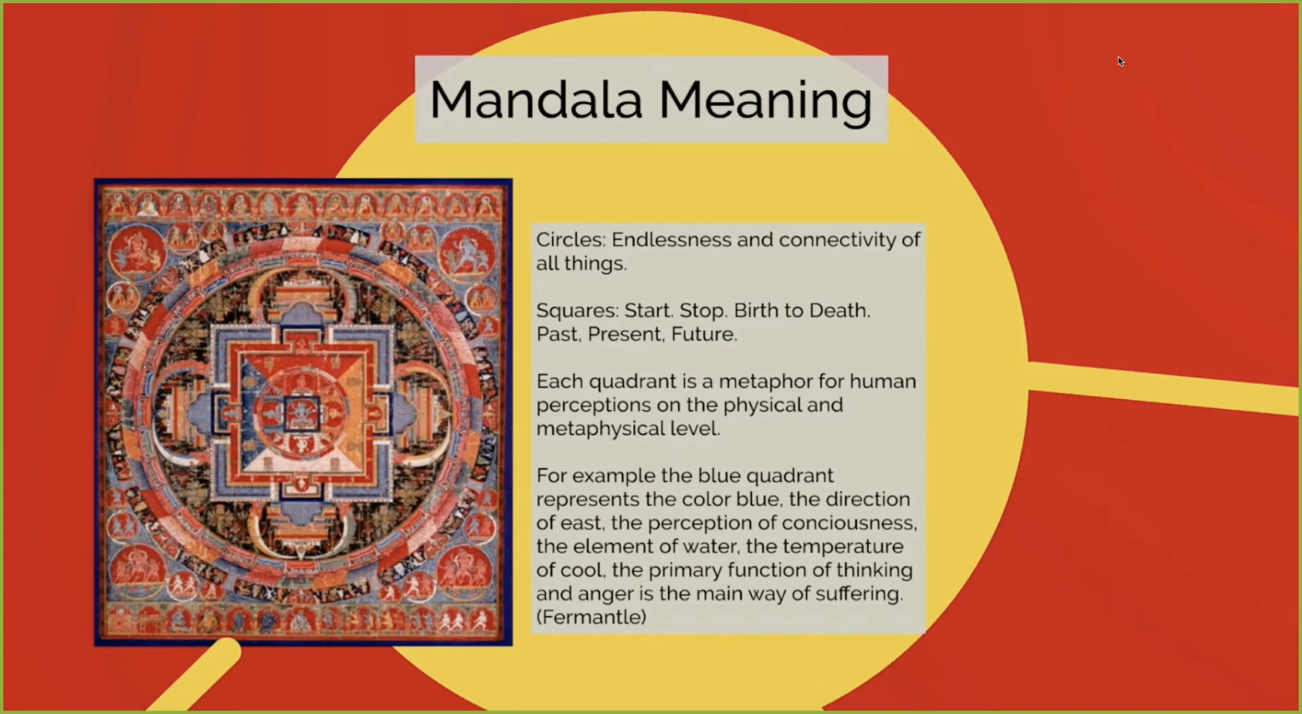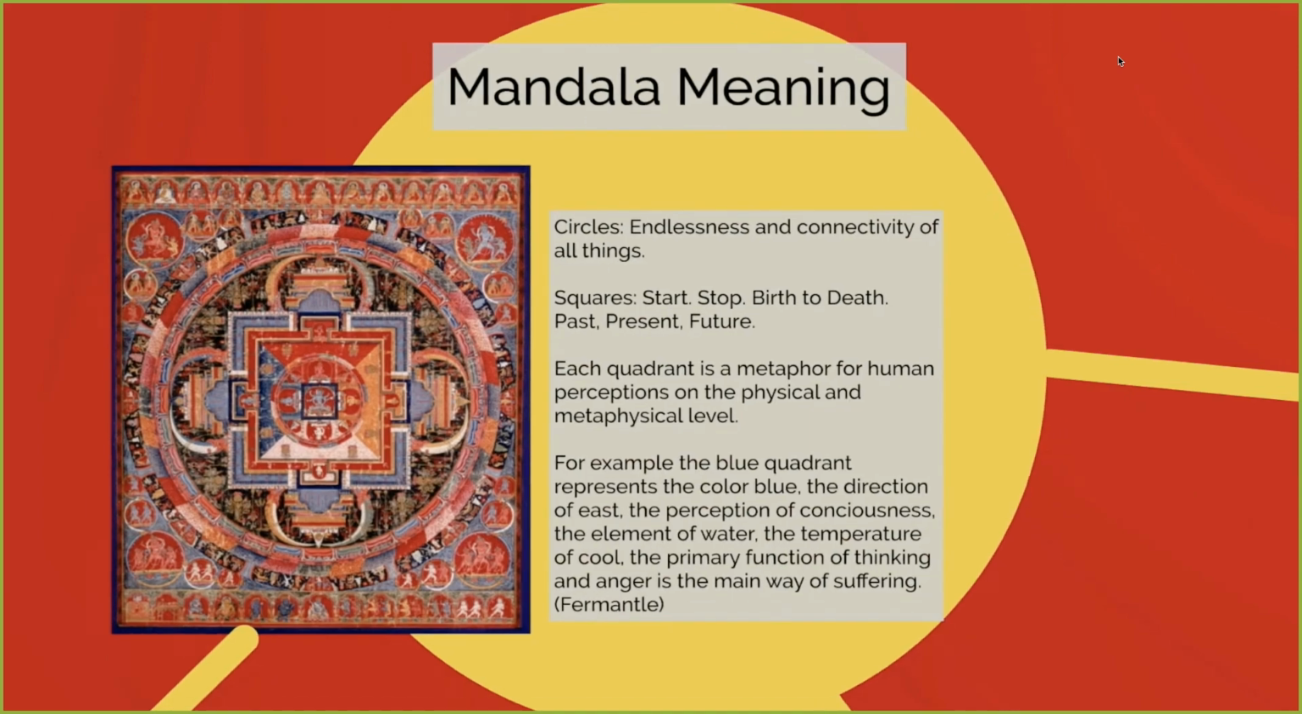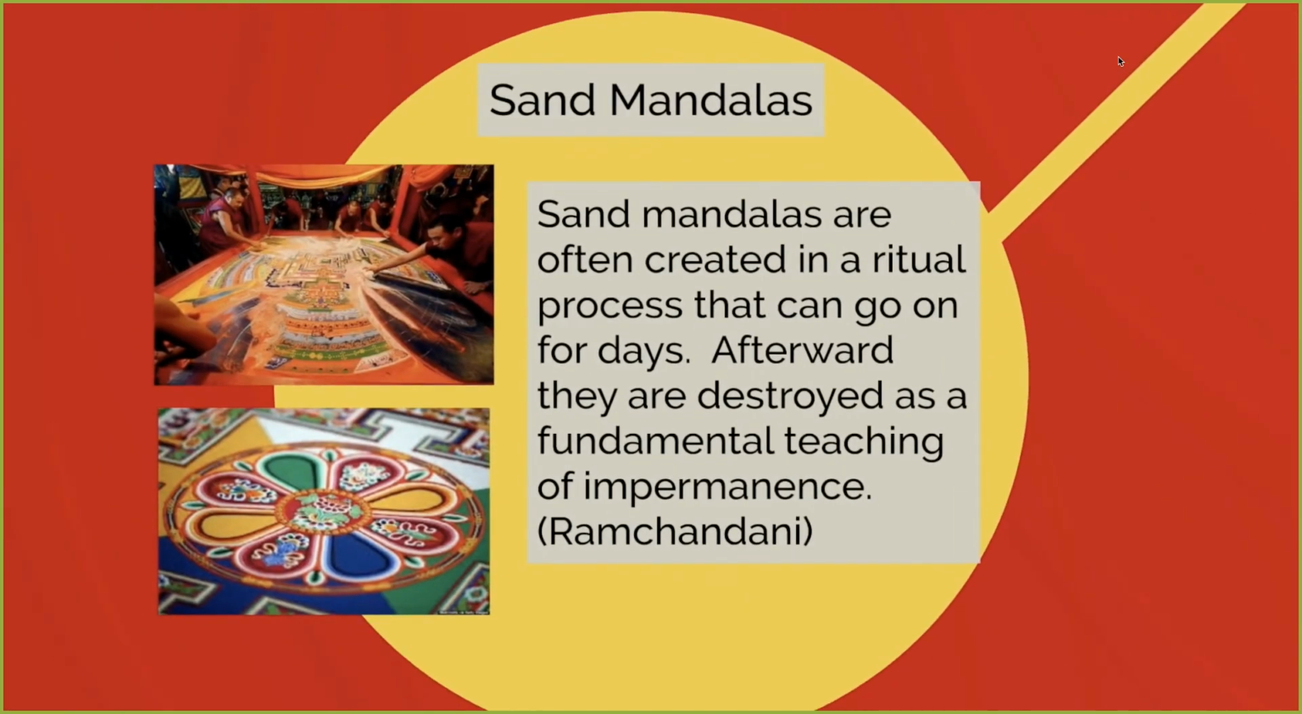For example, the blue quadrant represents the color blue, the direction of peace, the perception of consciousness, the element of water, the temperature of cool, the primary function of thinking, and anger is the main way of suffering for that particular quadrant. Sand mandalas. Sand mandalas are often created in a ritual process that go on for days. Afterward, they are destroyed as a fundamental teaching of impermanence.